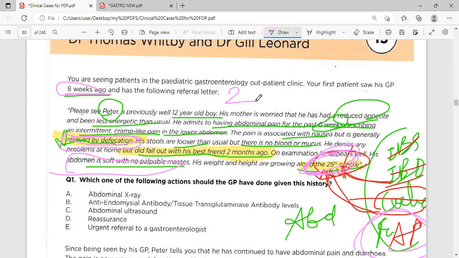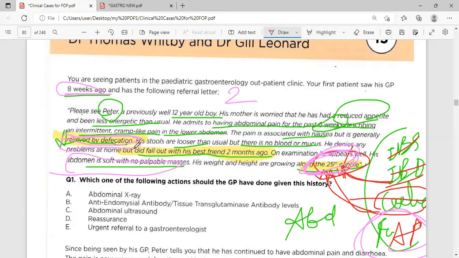One is any weight loss, any growth deceleration or weight loss, any GIT blood loss, maybe bloody stool, any significant vomiting, not once or twice, significant vomiting, chronic severe diarrhea. Here they said that stools are looser, but there is no blood or mucus, and the abdominal pain is relieved by defecation. It is not very severe. Also persistent right-sided abdominal pain, a family history of inflammatory bowel disease, or any unexplained fever. These are the points you have to remember. These are the red flags of chronic abdominal pain.